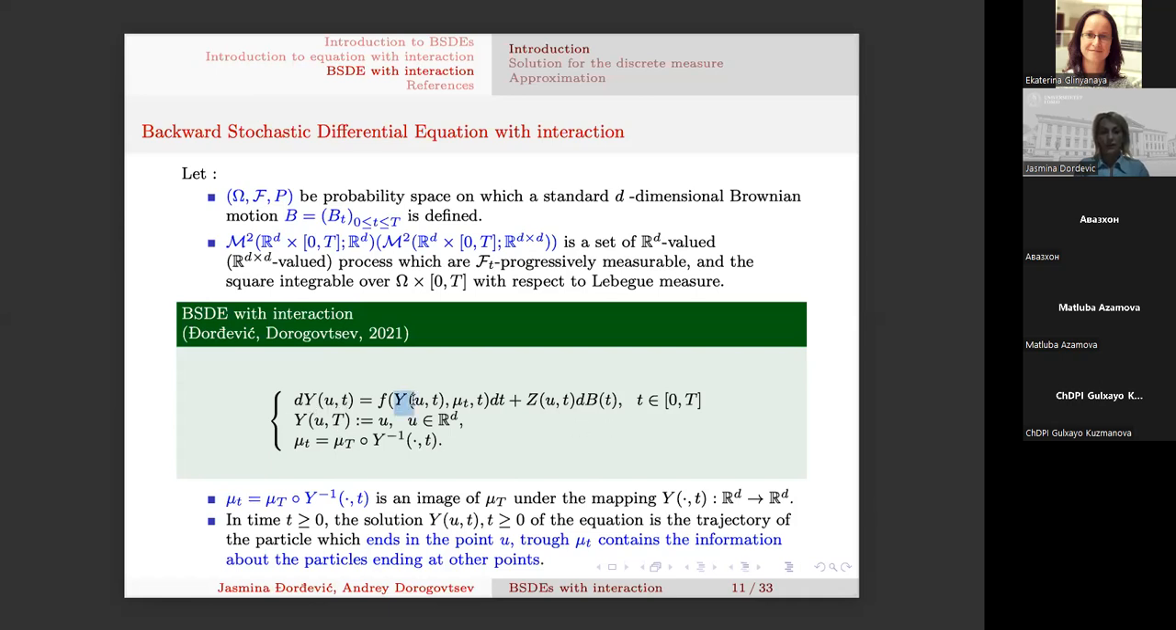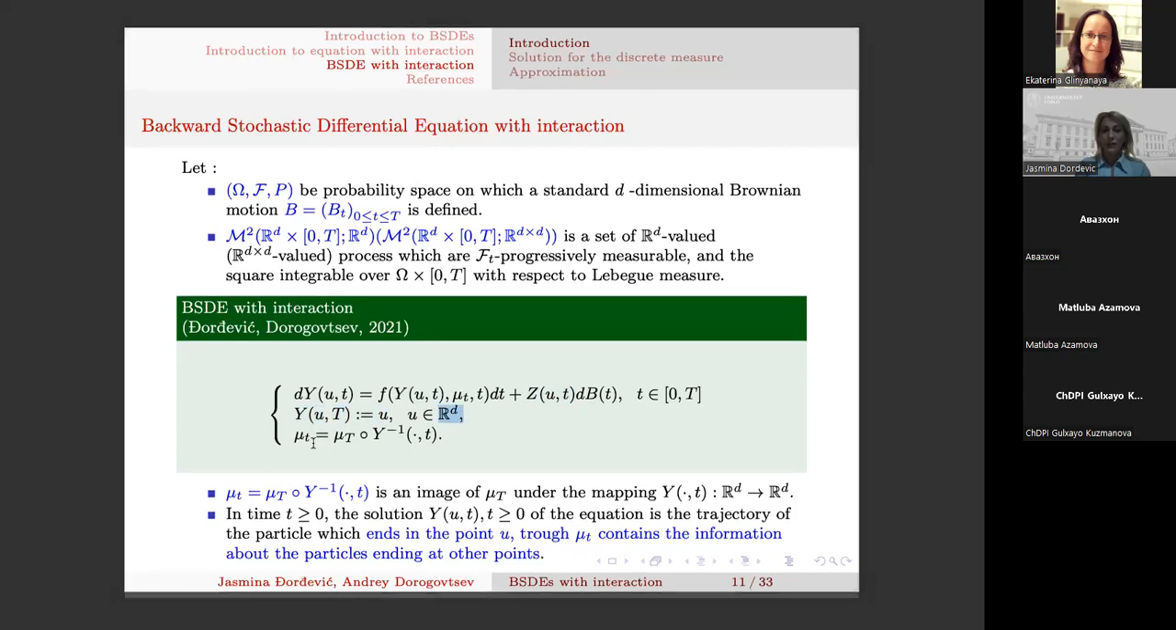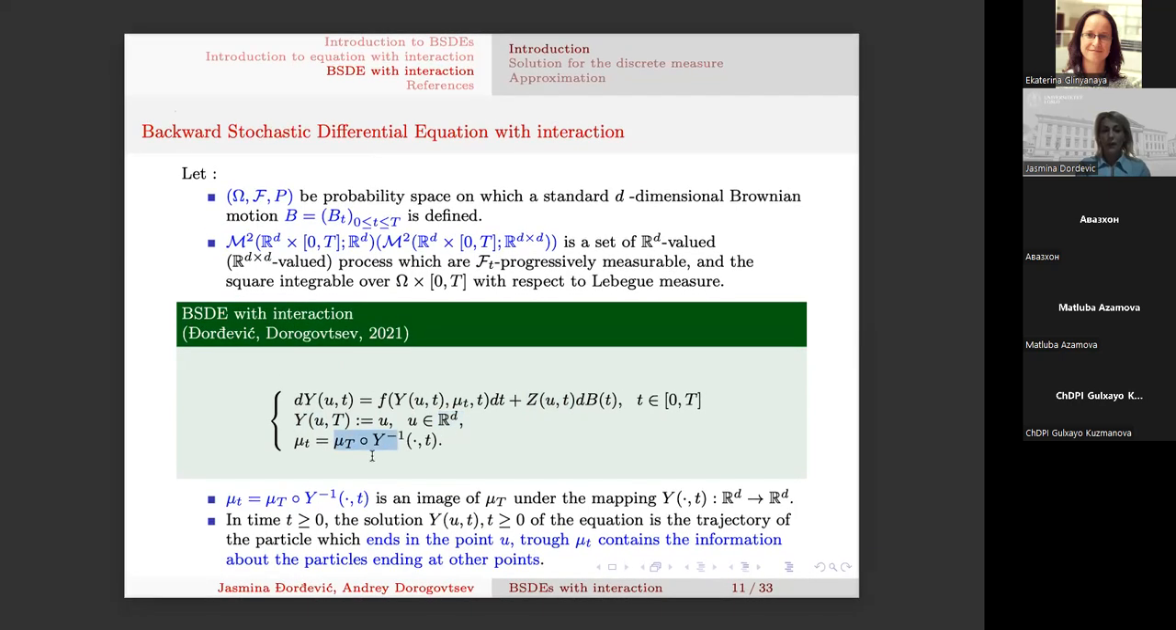The drift is as in the previous case, so it fully depends on time, the measure mu_t, and the process y, which is again the state process. The diffusion coefficient is a little simpler, but that can be overcome. For the beginning, we observed only this diffusion coefficient, which has the process z. Let me remind you from last week, it is the control component of the pair of the solution for the BSDE. Now this equation has a final condition: the value of the state process at the final moment T is the value u from R^d, and mu_t is defined with respect to the final measure mu_T.